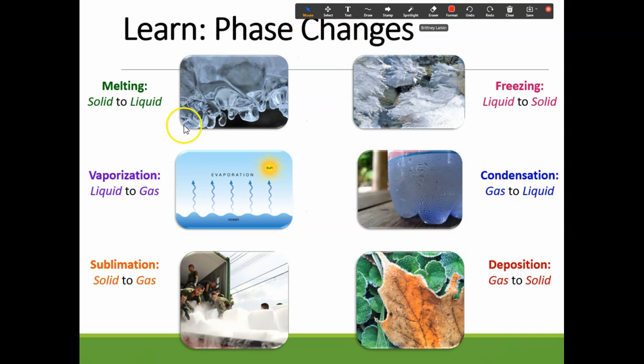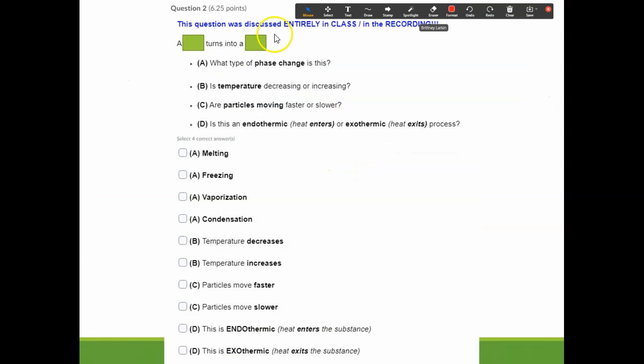We just talked about this on this slide right here, so that should be super easy to identify. Then from there, you should be able to also identify these things, right? You should be able to then identify what's happening to temperature, are the particles moving faster or slower, and is heat entering, making it endothermic, or is heat exiting, making it exothermic?